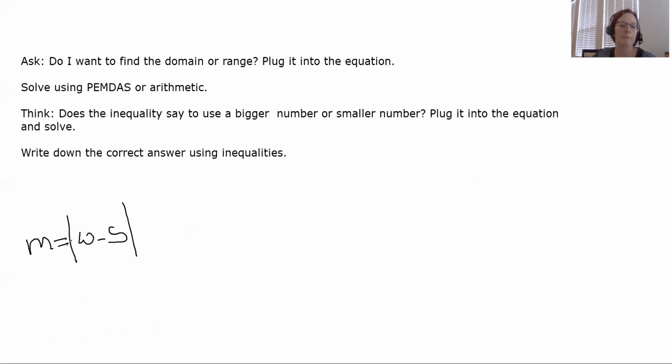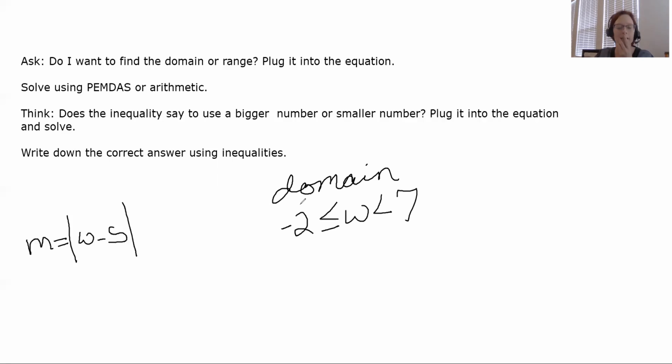We're given m equals the absolute value of w minus 5. And they let us know that the domain, all the possible values of w, the input w, which is kind of like x, right? All of the possible inputs for the domain: negative 2 has to be less than or equal to w, which has to be less than 7. How do we work this?